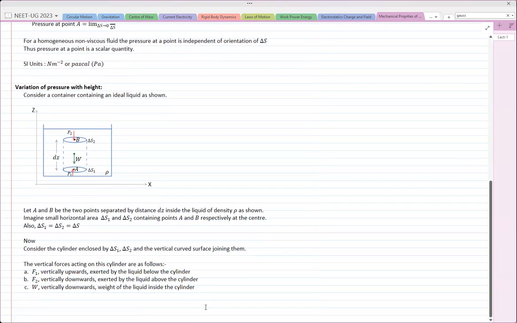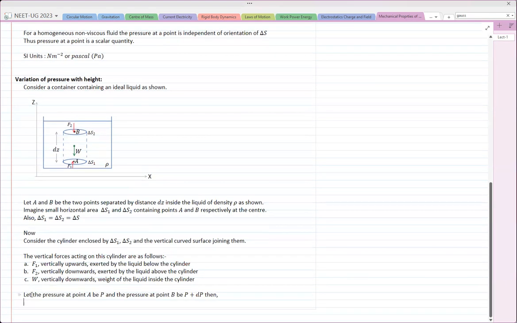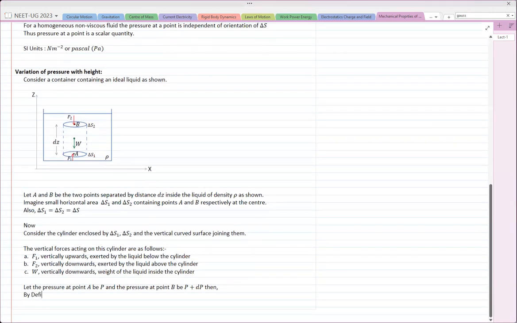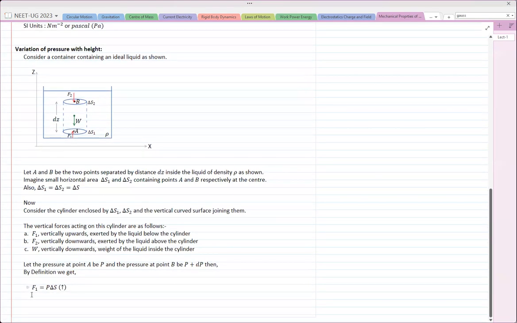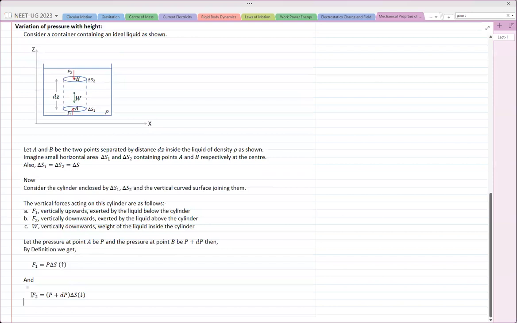Okay, now once you have these three, let the pressure at point A be P, and the pressure at point B is upwards, so I'm just writing it as P plus delta P, some different value होना चाहिए na. So let's assume that it is P and P plus delta P. Then by definition of pressure, what do we get? We get pressure का definition होता है F upon area. So F1 becomes P delta S, right? And F2 becomes P plus delta P into delta S. Direction मैंने दिखाया है वहां पे. Direction is downwards and upwards respectively.